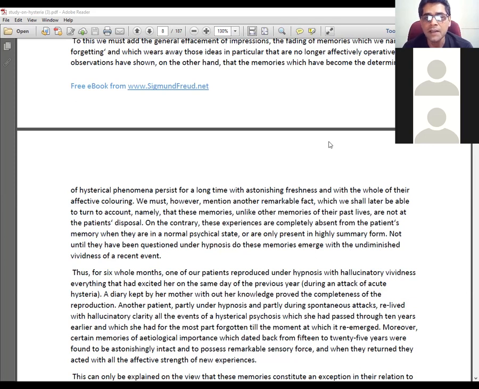The astonishing freshness and the whole of their affective coloring. So we can see that for years together what happened in our childhood retains its power. And we see that in pathology again and again. A person comes to therapy at the age of 45 and we discover the problem lies in something that happened to him when he was 2.5 or 3 years of age. So the memory and the power of the memory in the unconscious mind remains astonishingly fresh and powerful over a long period of time, almost as though they are not subject to the law of temporal attrition.